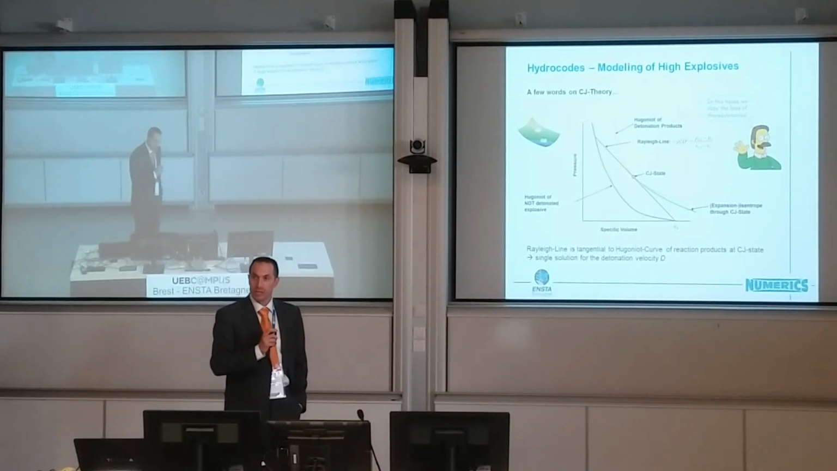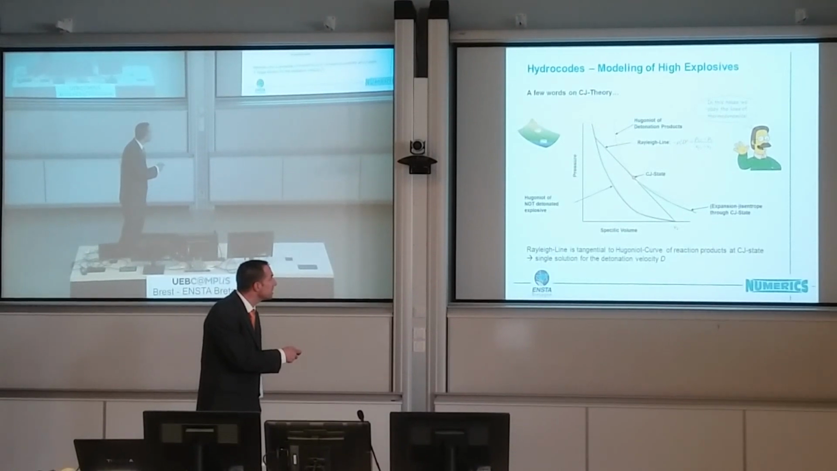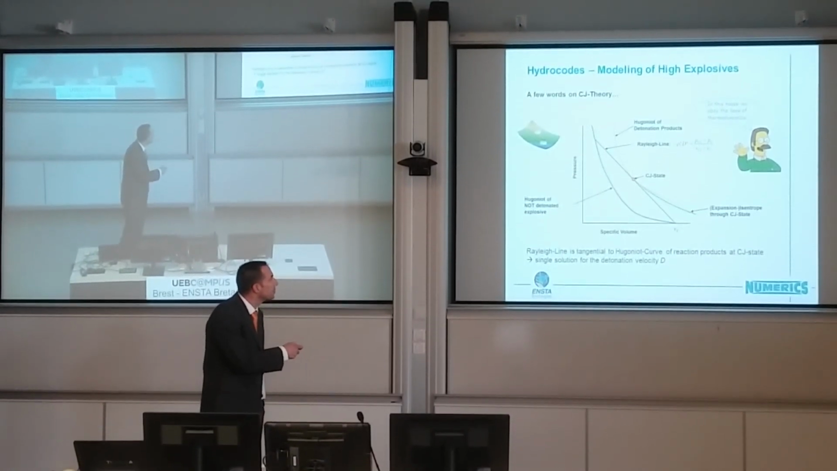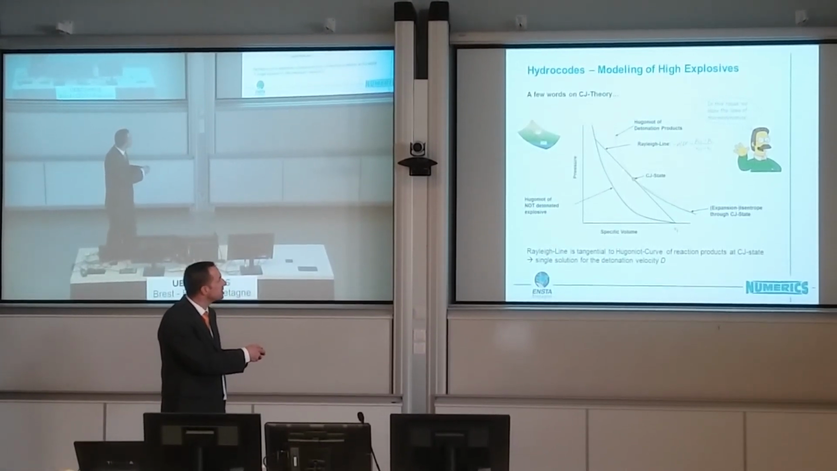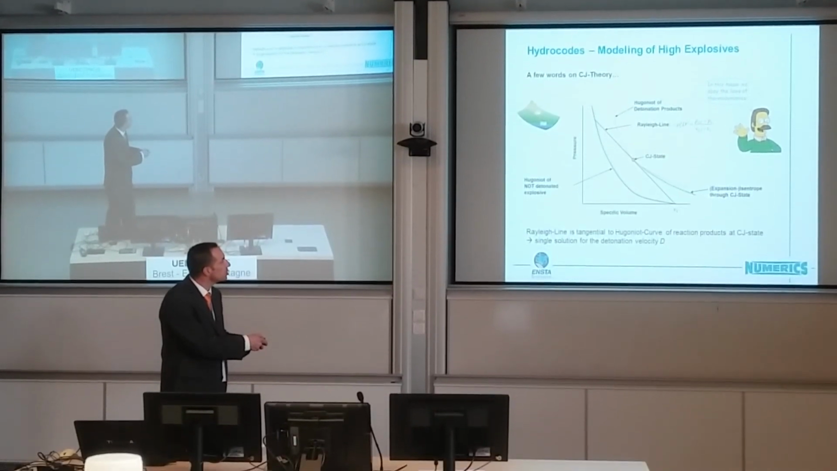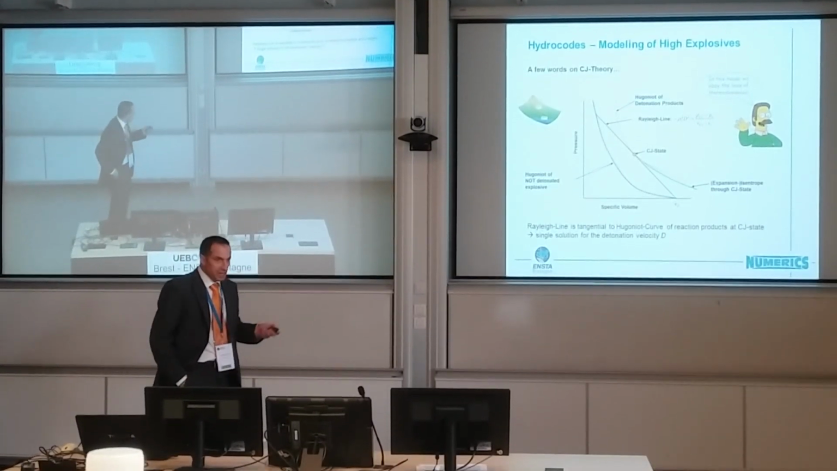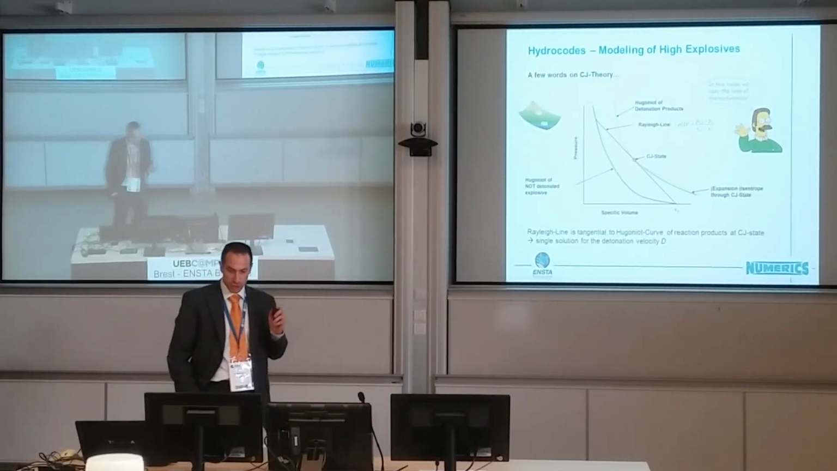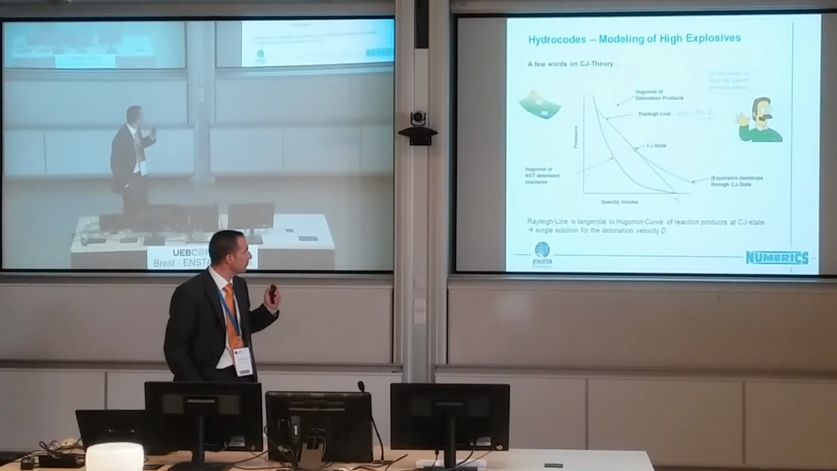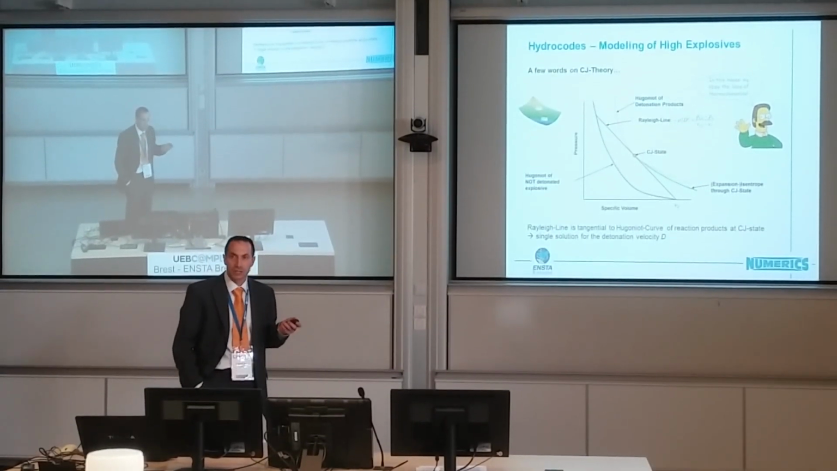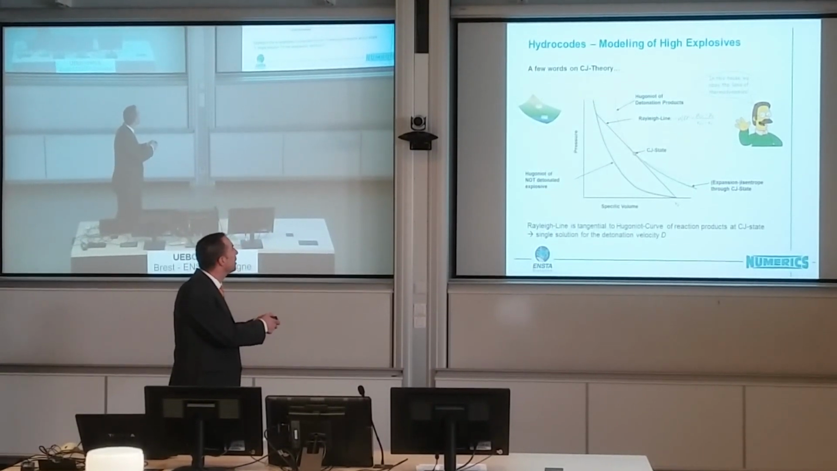In CJ theory, we don't reach this, but we stop at the CJ state. We jump to the CJ state, and we're on the Hugoniot of the detonation products. And from that point, the CJ state, we go along the expansion isentrope through the CJ state. The Rayleigh line is thereby assumed to be tangential to the Hugoniot curve in the CJ point. And this results in a single solution for the detonation velocity, which is actually partly defined by the detonation velocity.